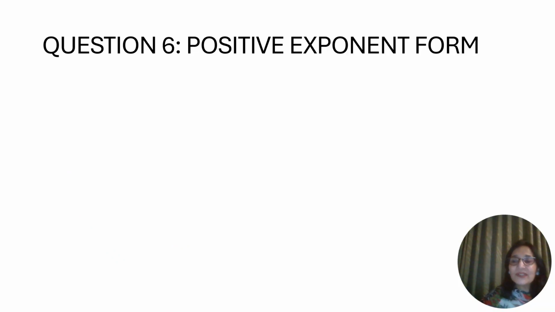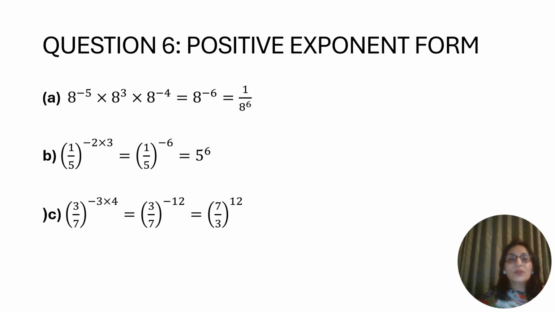Next is the positive exponent form. Now to understand this, again the same thing, students. 8 to the power minus 5 into 8 to the power 3 into 8 to the power minus 4. So here all the bases are same. When the base is same, you can refer to the previous video where I've explained all the laws of the exponents, and it is very clearly mentioned in your textbook. So do refer to your textbook as well. So all the bases are same. So we get 8 to the power minus 5 plus 3 minus 4.